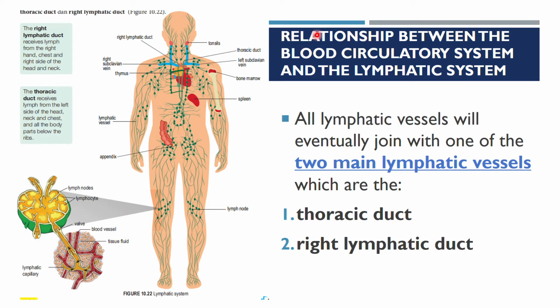Now let's look at how the blood circulatory system and the lymphatic system are related. Alright, so all the lymphatic vessels, all the green ones over here that you can see, eventually they will join with one of the two main lymphatic vessels. The two main lymphatic vessels are the thoracic duct and the right lymphatic duct. The right lymphatic duct receives lymph from the right hand, right chest, and also the right side of the head and the neck area.